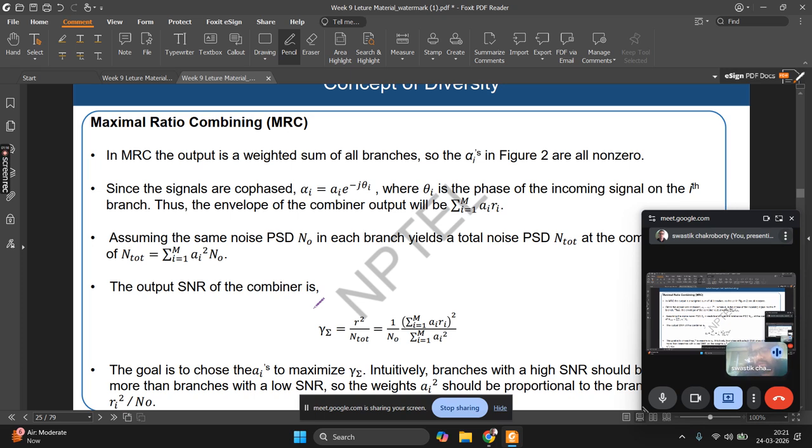Now maximal ratio combining means the signals will all be weighted relatively, and all the weights will be non-zero, and the signals will need to be co-phased. That is, all the signal phase detection has to be done and their phases have to be brought together. So if one of them is the reference phase and another is 30 degrees off, then you have to multiply by e to the power j 30 degrees so that you can get co-phased signals.